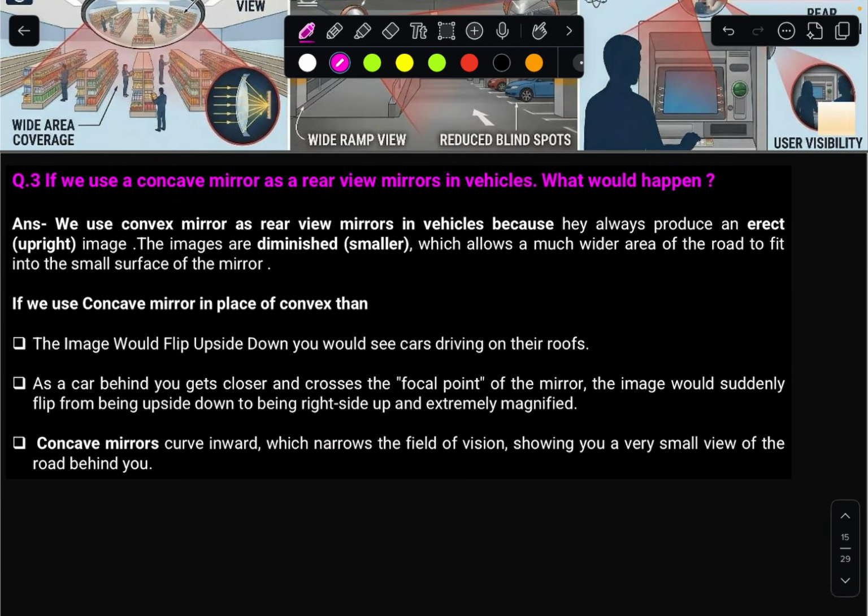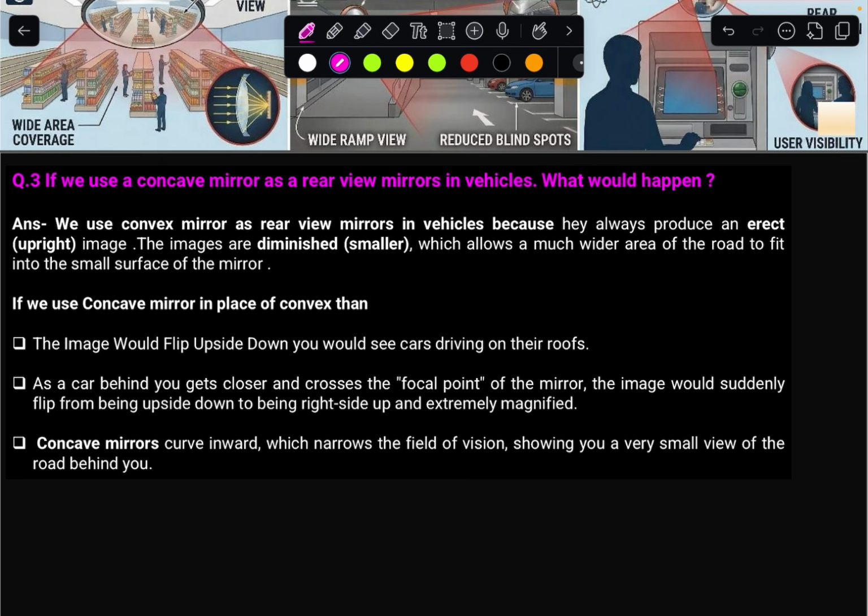If we use concave mirrors as rear view mirrors in vehicles, what would happen? How to attempt this question, how to write? First write why we are using a convex mirror. Sir, we are using a convex mirror because it will give a small object size, and the field of view will be more. Okay. If we use concave, what will happen?